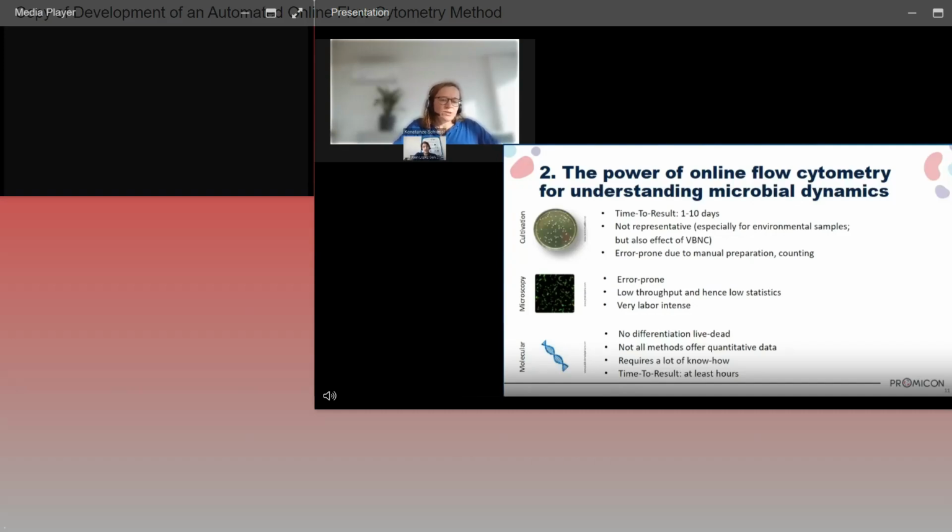Molecular techniques also take a lot of time, require a lot of know-how, and not all of these methods really give you the quantitation that you might want to have. So flow cytometry is very fast. It's universal because all bacteria can be measured. They don't need to be grown. And this really makes it a very suitable method for quantifying bacteria in a rapid way.